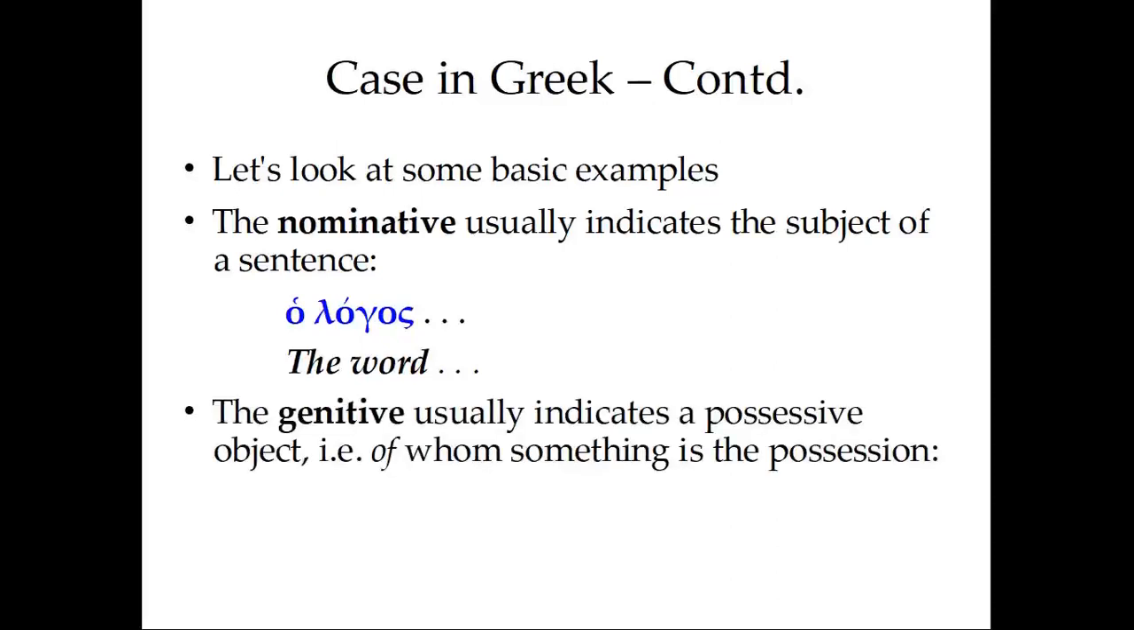The genitive usually indicates a possessive object, that is, of whom something is the possession. So let's build on ho logos to get ho logos tou theou. This right here would be still the word. That would still be in the nominative. It would still be the subject of the sentence. But we have here also a possessive object, the word of God. Tou theou is the genitive singular form of the word for God, theos, plus the definite article, which we'll talk about later. The important thing to see here is that this genitive is indicating that the word here belongs to God.